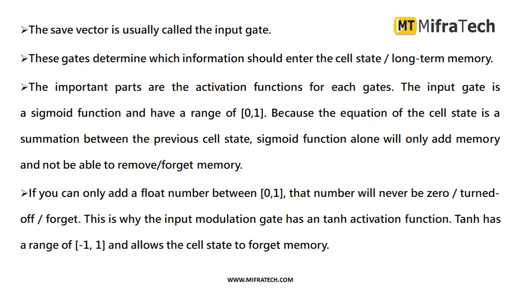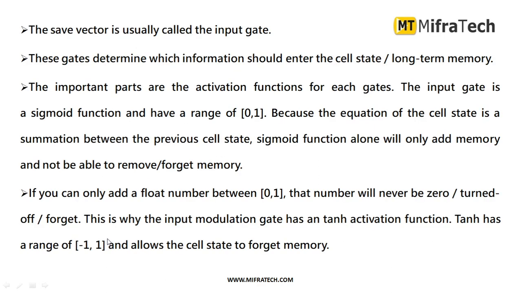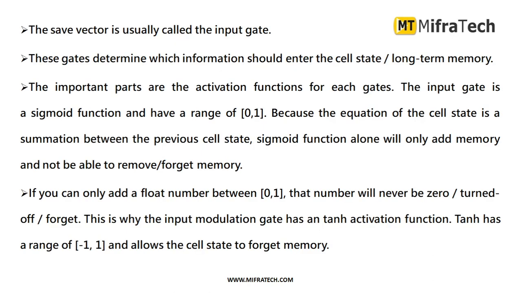An important part is the activation function for each gate. The input gate uses the sigmoid function, which has a range of 0 to 1. Because the cell state equation is a summation of the previous cell state and the new term, the sigmoid function alone will add memory and is not able to remove memory. Here it combines both the previous state data as well as the current input we are providing.